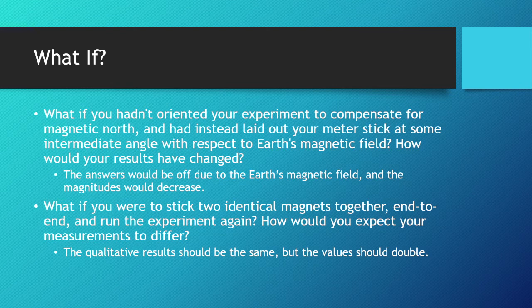And what if you were to stick 2 identical magnets together end to end and run the experiment again? How would you expect your measurements to differ? The qualitative results should be the same, but the values should double. So it would be in the same direction, but increased by a magnitude of 2.